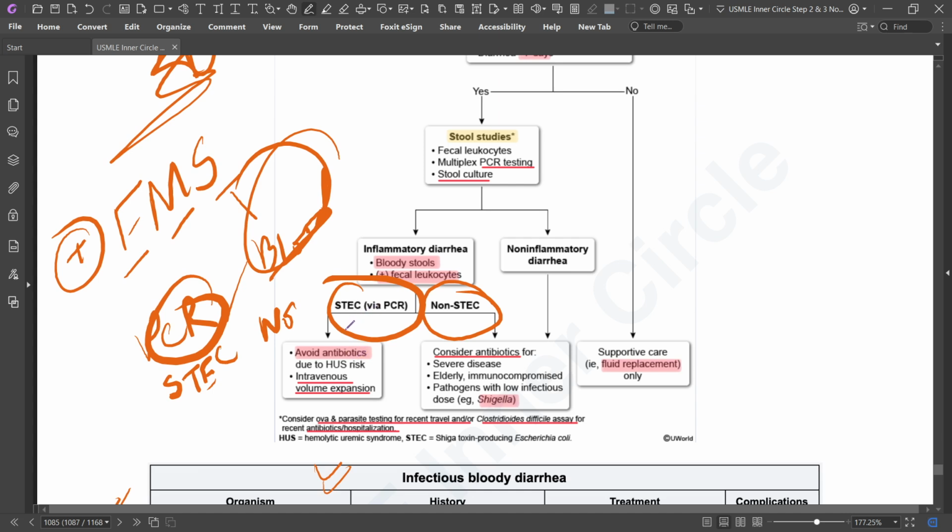If Shiga toxin producing E. coli, avoid antibiotic due to HUS risk; give intravenous volume expansion. Non-Stx, consider antibiotics for severe disease, immunosuppressed patients, and pathogens with low infectious dose, like Shigella. If it is non-inflammatory diarrhea, even when fecal leukocyte, stool PCR, and stool culture are all positive, then go for this antibiotic.